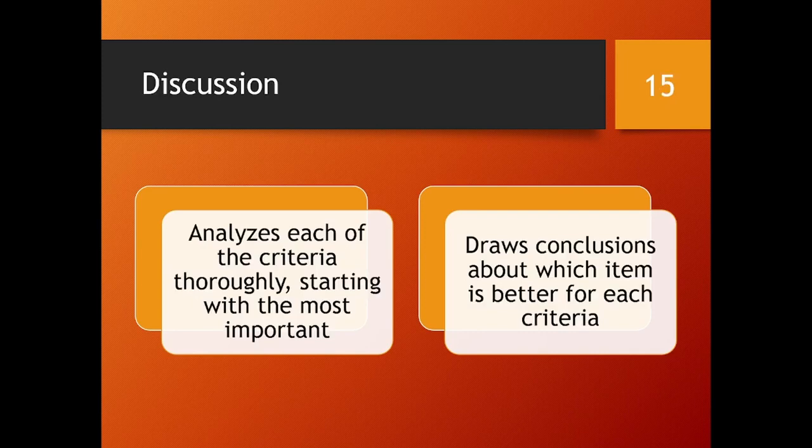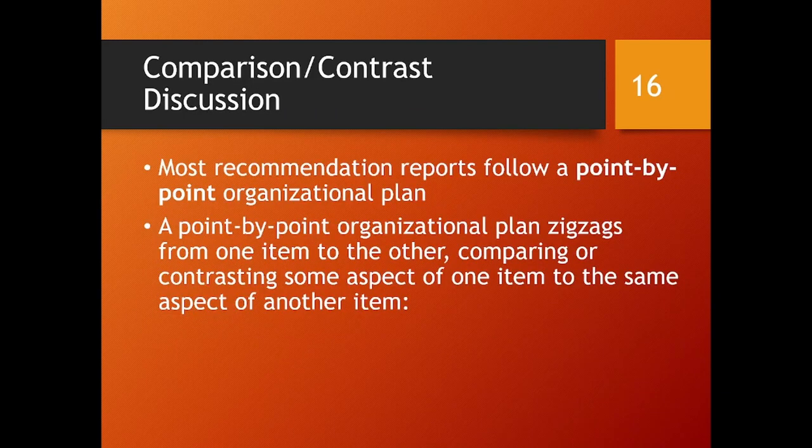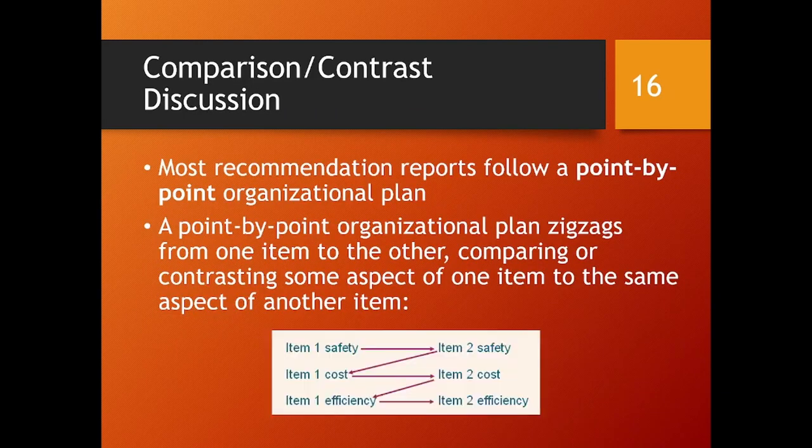Finally, the discussion section. This is going to analyze each of the criteria thoroughly, starting with the most important. And it is going to draw a conclusion about which item is better for each of those criteria. So sometimes we do a comparison contrast discussion, and most recommendation reports are going to follow a point-by-point organizational plan. Now, what that is, is going to zigzag from one item to the other, comparing or contrasting some of those aspects of one to the other.